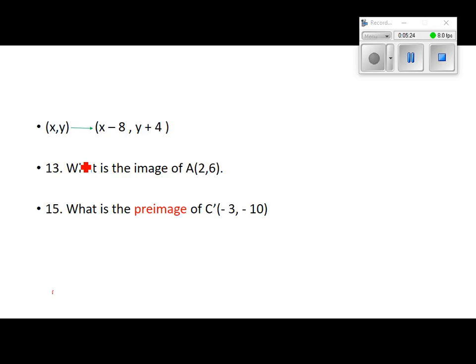Next one. What's the image of 2, 6? If this is our rule, this is what we're doing to that point, 2, 6. We don't even have to graph it. All we have to do is look at what we're doing to it. What's this telling us that we're doing to each x coordinate?